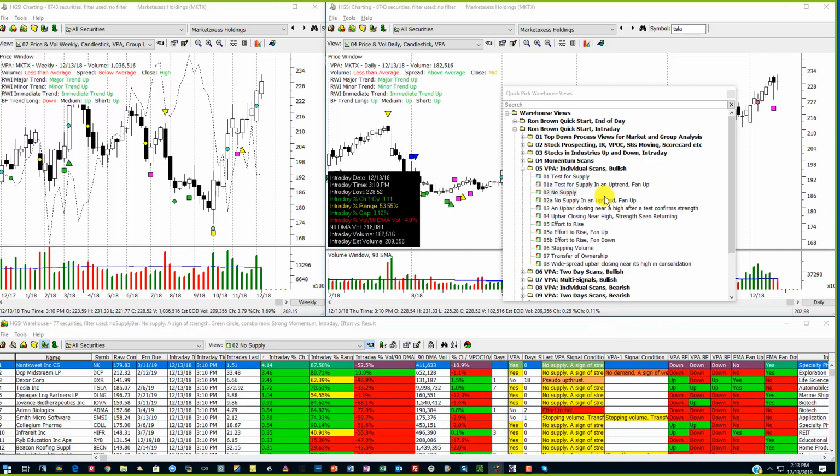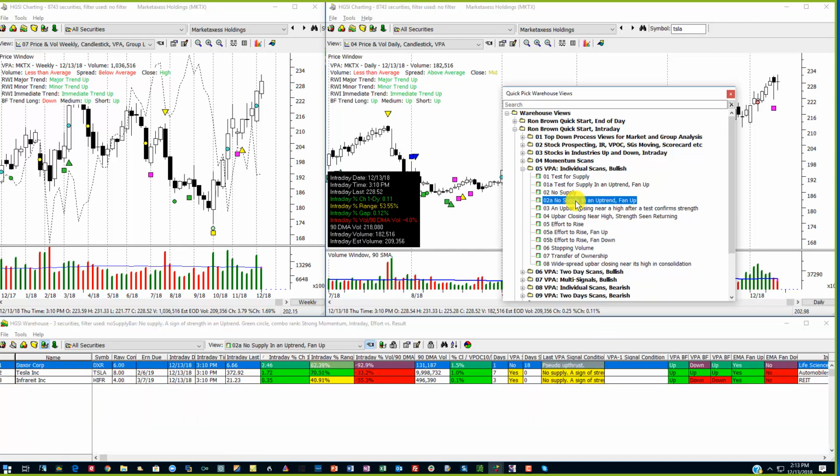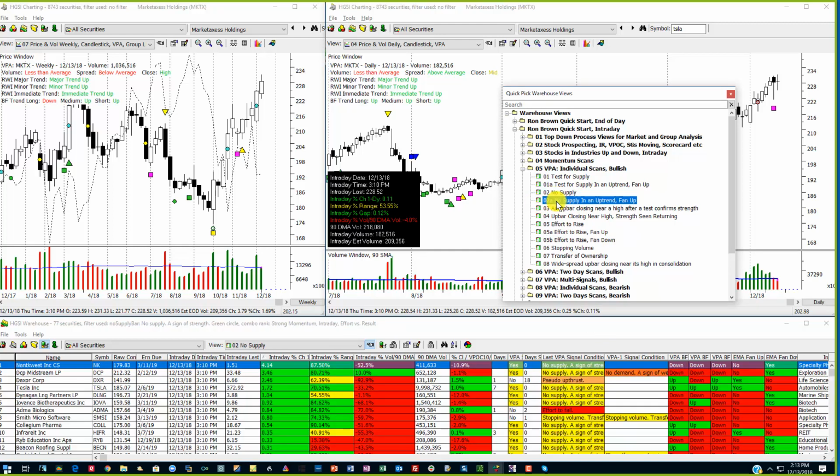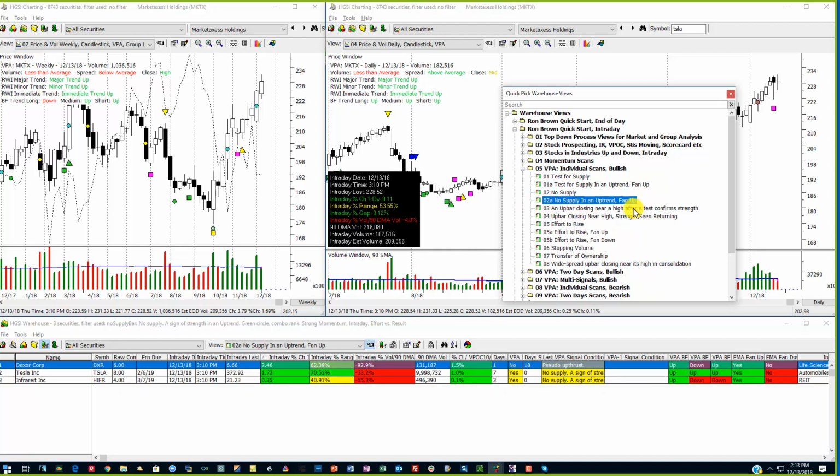So let's move on down the list. This is not a very good day for bullish stocks, as you can see. Now I added the same thing. Here's no supply and here's no supply in an uptrend with the fan up. So what I'm doing is I am isolating the no supplies, but the fan has to be up, and you can see that all three of these are up.